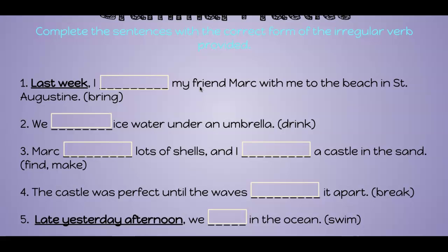Remember, we just have to memorize what these irregular past tense verbs are, but you can use your context clues to determine whether you're supposed to use the past or present tense of the verb.